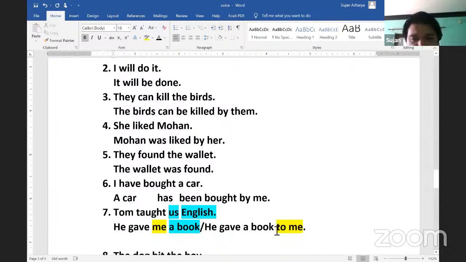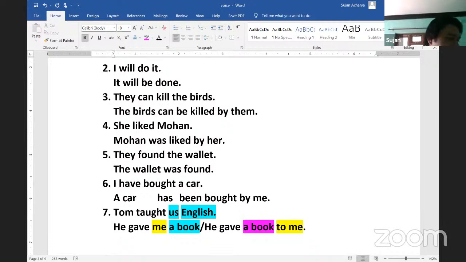And a book is considered a direct object. So there are two objects, one direct object, one indirect object. It is always good that you begin the sentence by a direct object.